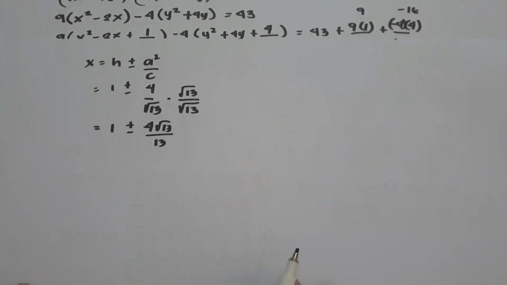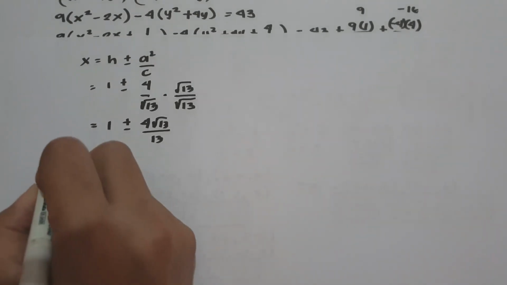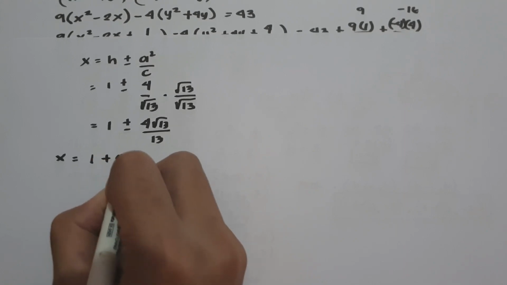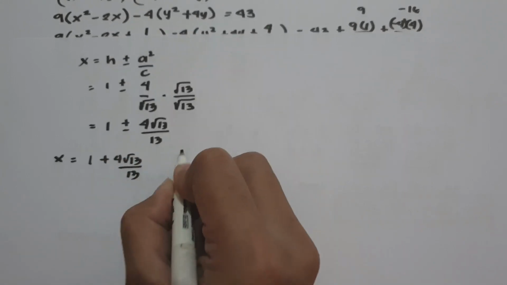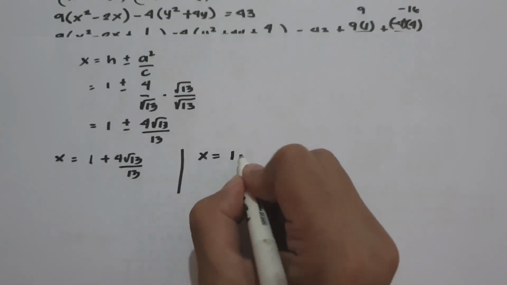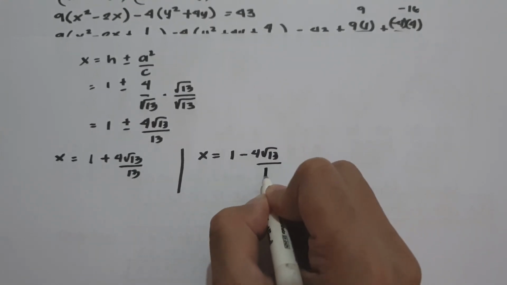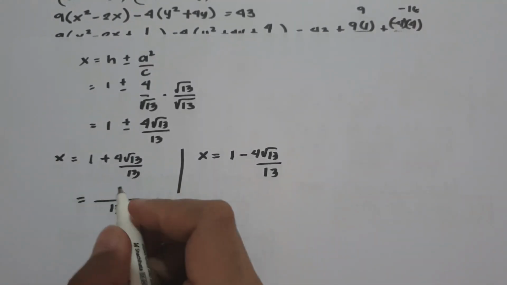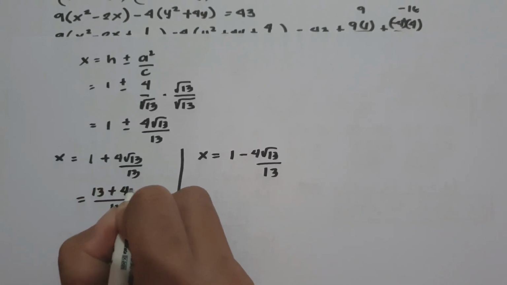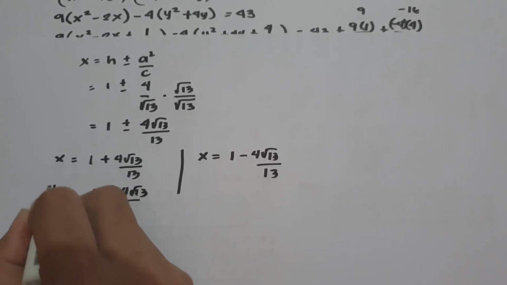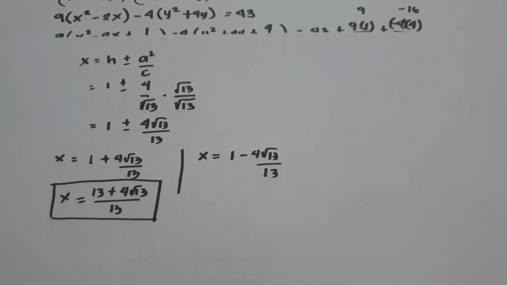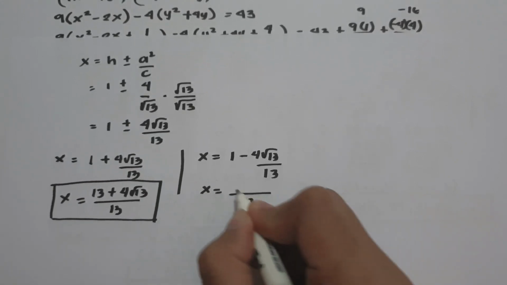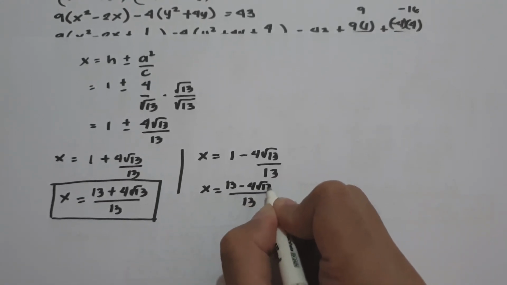And if you are going to separate this one, we are going to have x equals 1 plus 4 square root of 13 over 13. On the other side, x equals 1 minus 4 square root of 13 over 13. So let us have 13 on the denominator, and then 13 times 1 is 13 plus 4 square root of 13. So this will be the equation of our directrices. On the other one, we have x equals 13 on the denominator, that is 13 minus 4 square root of 13.